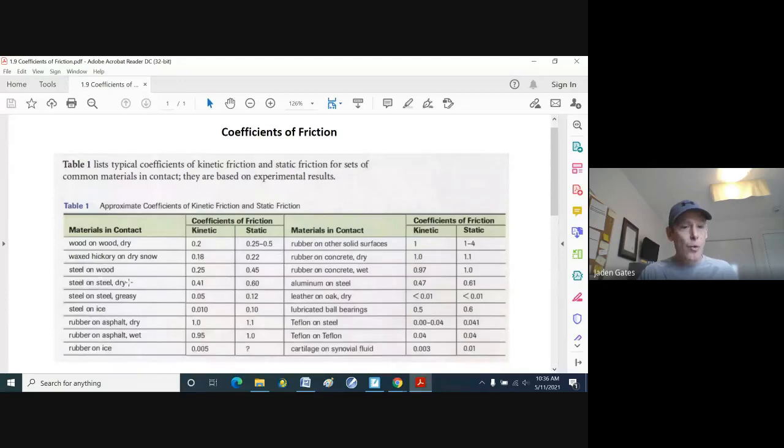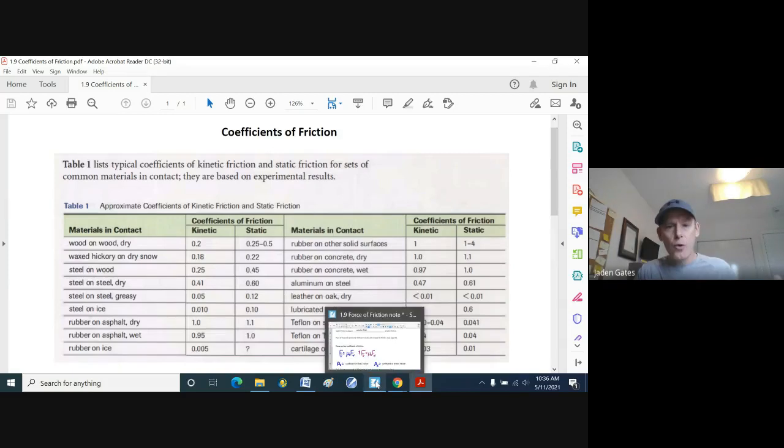But steel on steel when they're dry, it's 0.41. So there's more friction when steel on steel is dry compared to when it's greasy, which obviously makes sense. Just like rubber, let's see, we have steel on ice. Oh yeah, there it is, steel on ice. Very low coefficient of friction, but wood on wood, for instance, is much higher.